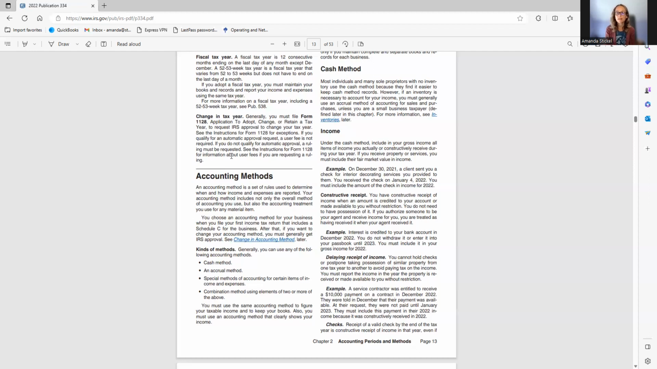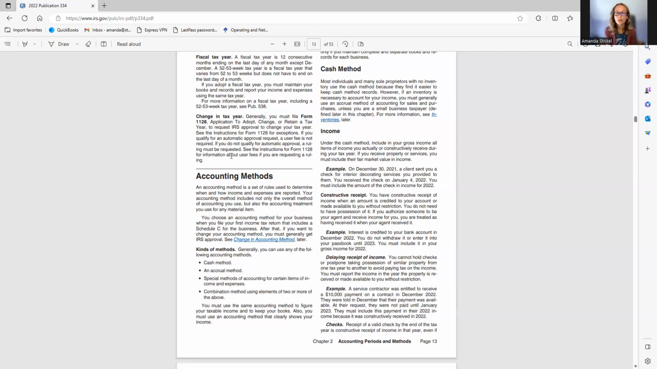So even though the client wrote the check on December 30th, you didn't have that check in hand or available to you until January 4th because of the holidays and the mailing process. So you didn't receive that and you weren't able to actually have access to those funds until January 4th of the next year. So you would report that in the 2022 year.